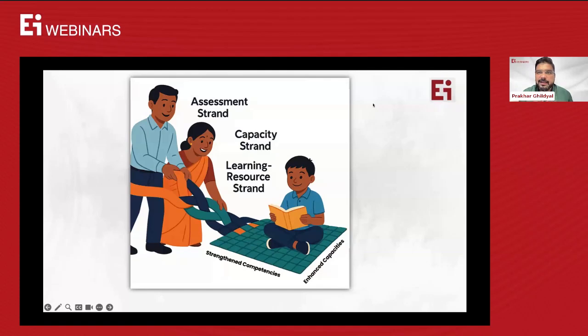As per our conversation today, for this framework we need different strands. There has to be an assessment strand, which talks about a good set of tests, good set of questions, good reports, good actionable feedback. There has to be a capacity building strand, and there has to be learning support for students and teachers. When these are woven together, we have strengthened competencies and enhanced capacities in teachers. This takes a period of 3 years, and that's what we call the ASSET ecosystem. And it looks something like this.